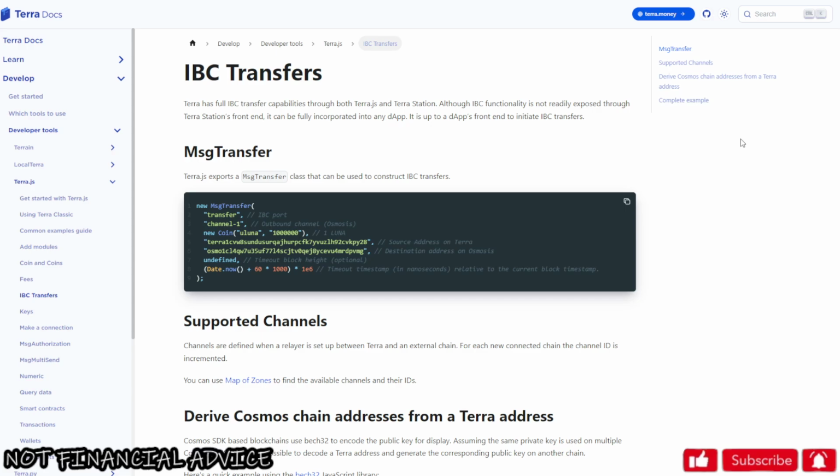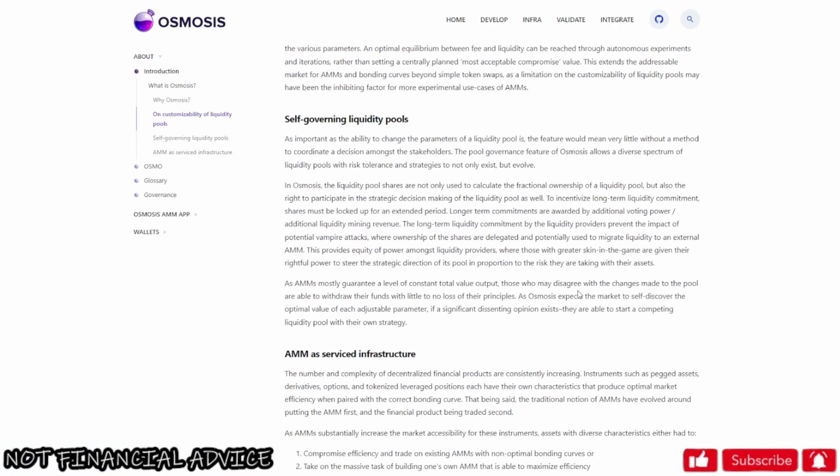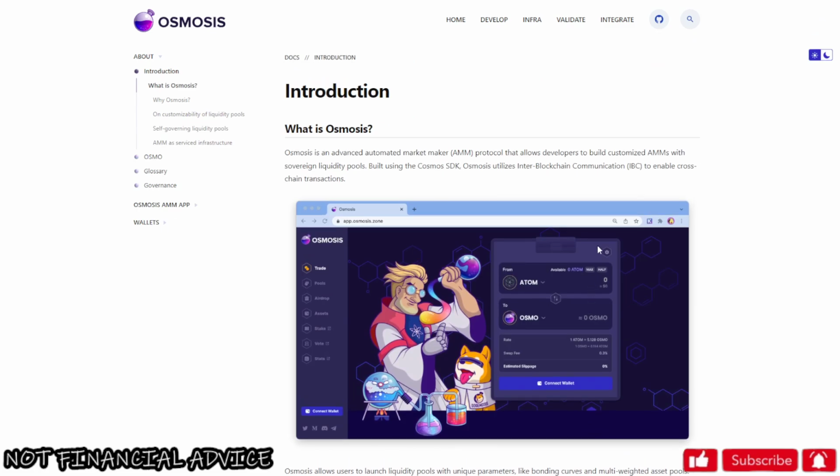It is up to the DApp's front end to initiate IBC transfers. So it's actually up to the creator of an application that's onboarding with LUNACLASSIC or Luna to enable these IBC transfers, which, as I've explained in the introduction up here, stands for inter-blockchain communication.